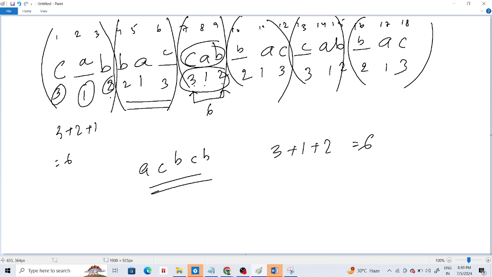For this one, 2 and 1 are already given, so the other one will be 3. In this one 3 and 1 are given, the other one will be 2. In this one 2 and 1 are given, the other one is 3. In this one 3 and 1 are given, the other one is 2. So once I put the missing numbers so that the addition gives me 6, I get the alphabets. For 1 it should be A, for 3 it should be C, for 2 it should be B, for 3 it should be C, and for 2 it should be B. So it is A, C, B, C, B.